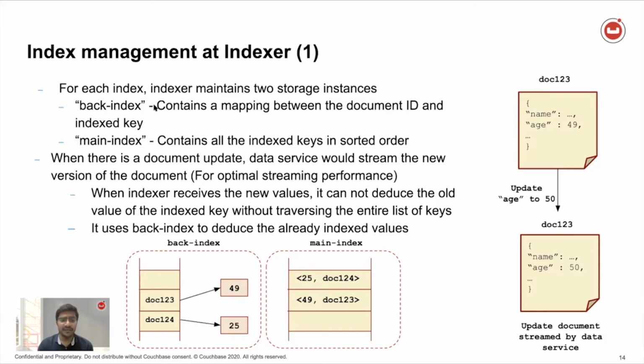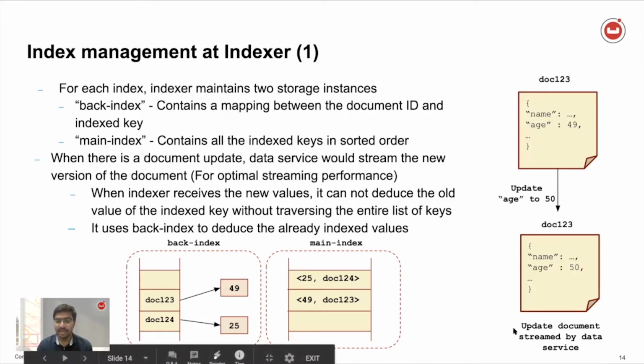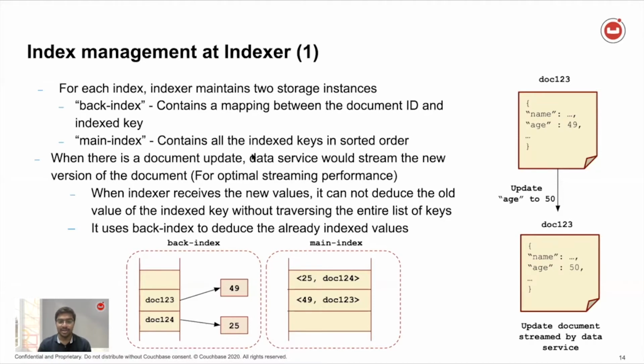To understand the need for back index, we need to understand how a document is streamed from the data service. Consider a document, doc123, with multiple fields, name and age. When the age value of this document is updated from 49 to 50, the data service would stream the new version of the document to index service. The data service does this to ensure optimal DCP streaming performance.